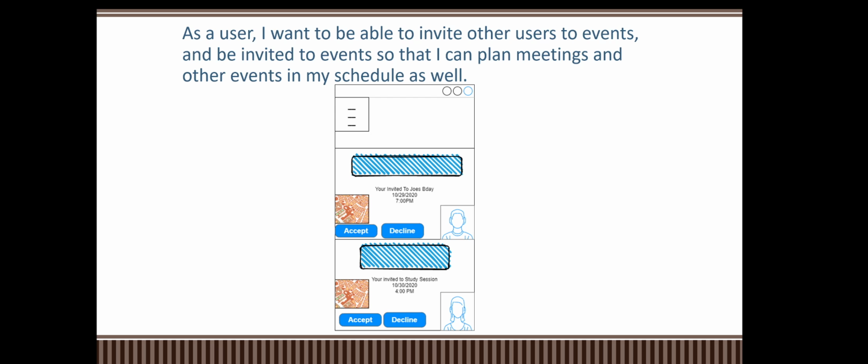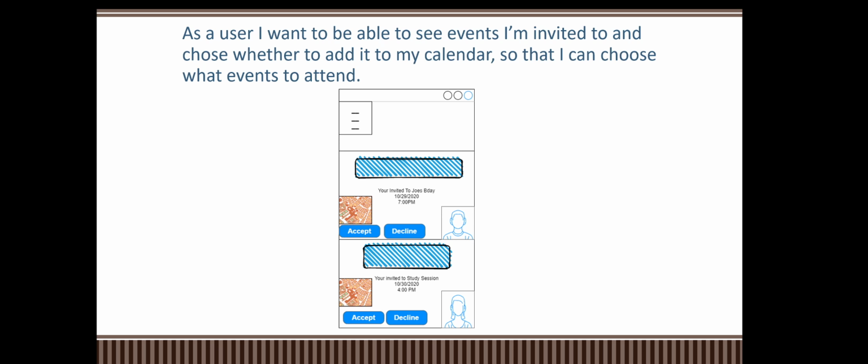As a user, I want to be able to invite other users to events and be invited to events so that I can plan meetings or other events in my schedule as well. Here we'll have a little social page where you can see the image, video, or important attached file for the event, a little map location, the profile picture of who's inviting you, and the event information, and you can choose whether to accept or decline. As a user, I want to be able to see events I'm invited to and choose whether to add it to my calendar so that I can choose what events to attend. And again, you can accept or decline the events you're invited to.